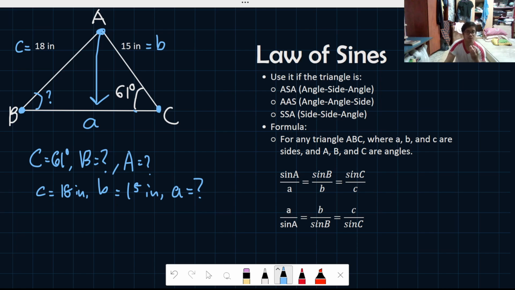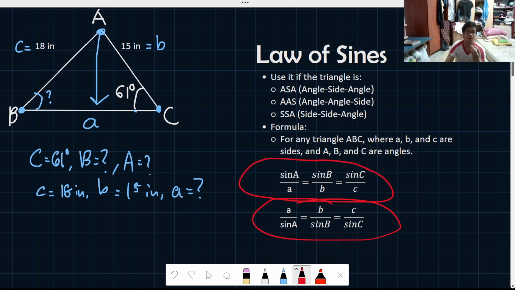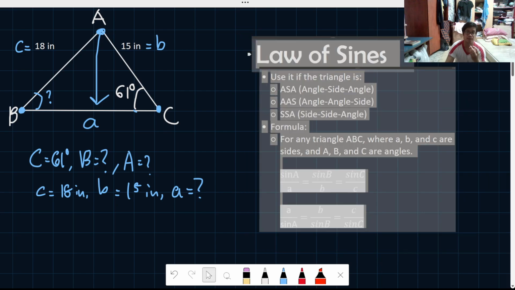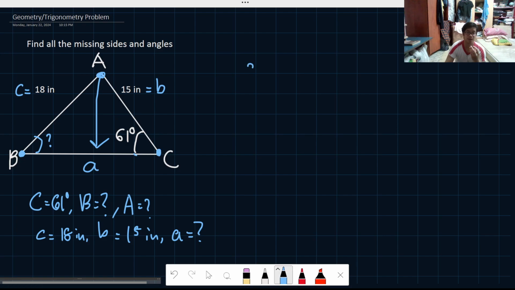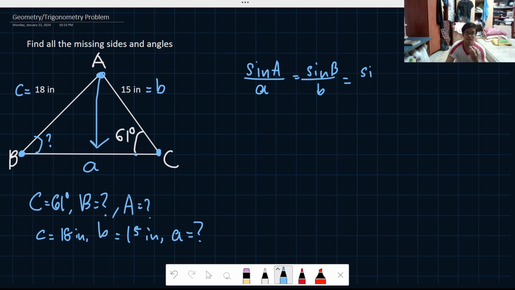Now, what formula do you want to use? Do you want to use these or this one? For me, I'm going to use this one. So I'm going to erase this and I'll be using this formula. Let me just put this down. So I'll rewrite the formula: sine A all over small a is equal to sine B all over small b is equal to sine C all over small c.